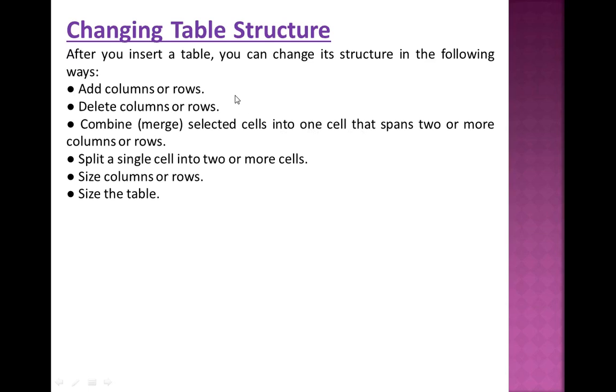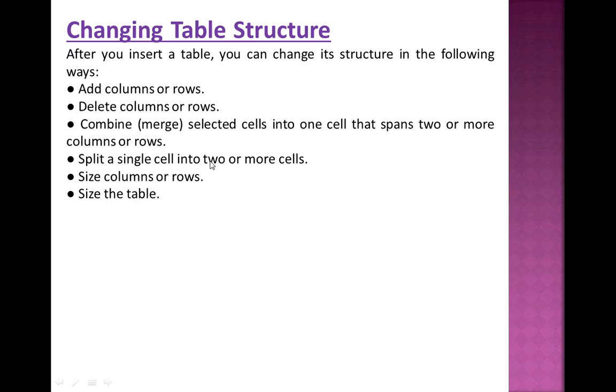Means first one is that you can, after you created the table, you can either increase or decrease the columns and the rows. By increasing, that is known as the adding columns or rows. Decreasing means deleting columns or rows. You can also combine selected cells into the one cell that spans two or more columns or rows. You can split a single cell into two or more cells. You can also size the column or rows. You can also size the table.